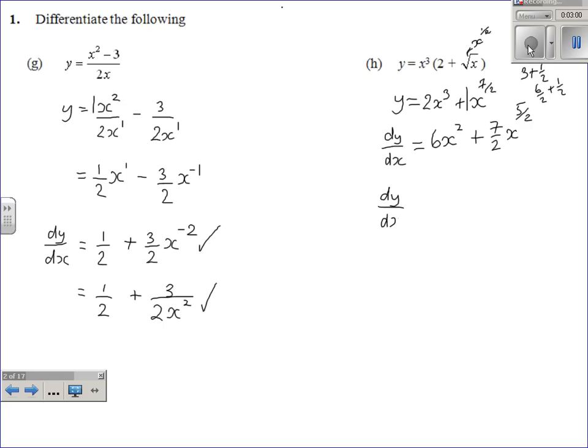So let's have a look what we can do. We've got 6x squared plus, we've got 7 over 2 x. If you think how many whole ones there are, you've got x squared times x to the power half. If you go backwards and add those, you get back to your 5 over 2. So here we've got 6x squared plus 7 over 2 x squared, and then that's on the end there, root x, x to the power of a half, and we're done.